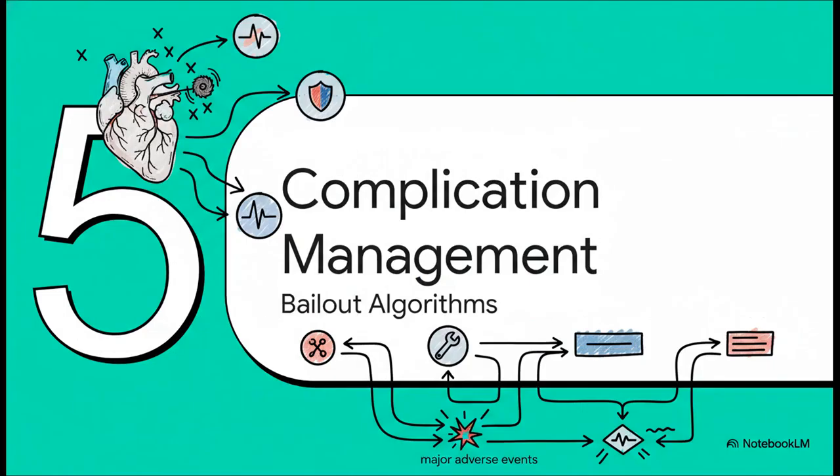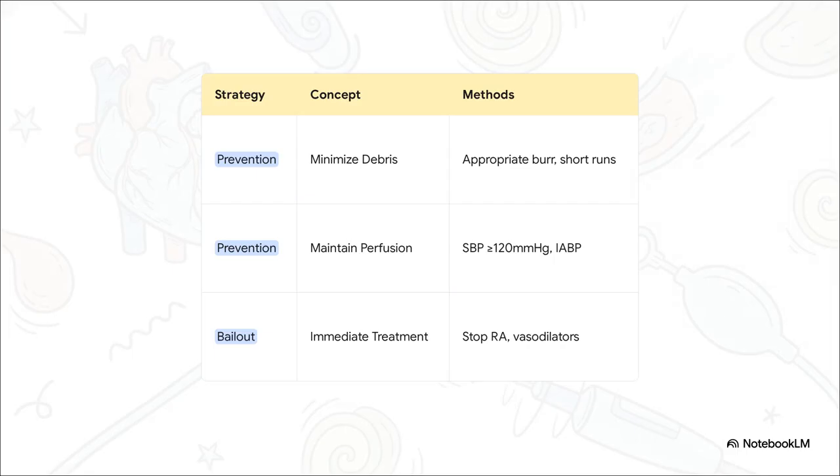Okay, Section 5. This is a big one, complication management. We're going to detail the consensus bailout algorithms for major adverse events. Managing slow flow is really a 3-part strategy.